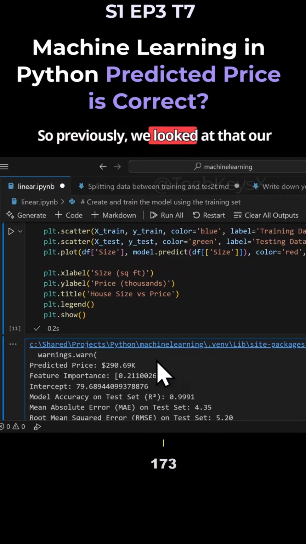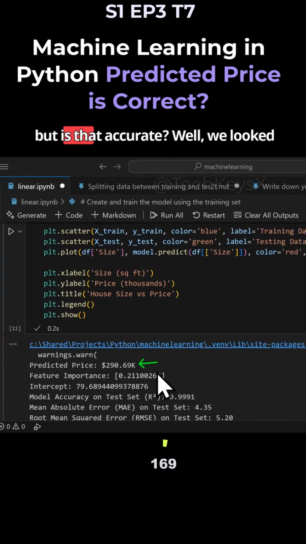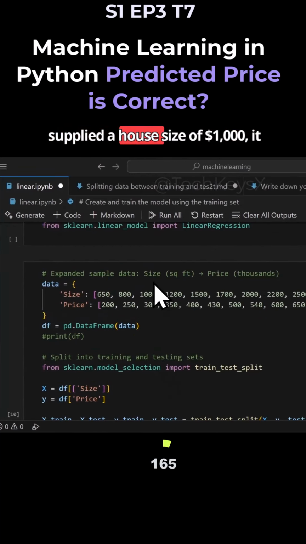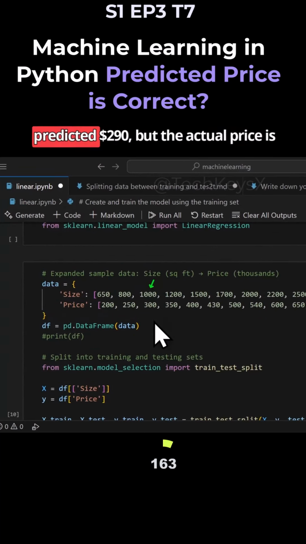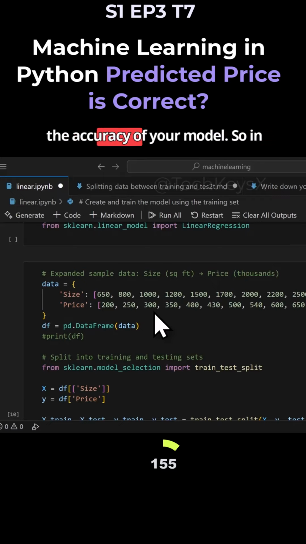So previously we looked at that our model predicts the house price of 290, but is that accurate? Well, we looked at the actual data. So when we supplied a house size of 1000, it predicted 290, but the actual price is 300. So is that good enough? Difference of 10,000. And this is where we look at how you judge the accuracy of your model.